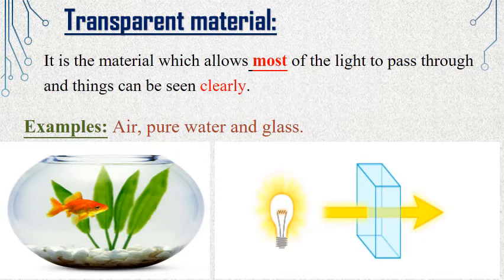So let's say it again. What's the meaning of transparent materials? It's a material which allows most of the light to pass through it, and objects behind can be seen clearly, like air, pure water or clear water, and glass. So in the second picture, guys, it shows you how the light can pass or transmit through the transparent materials.